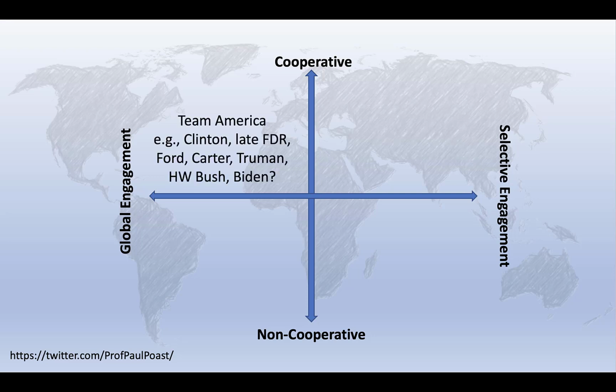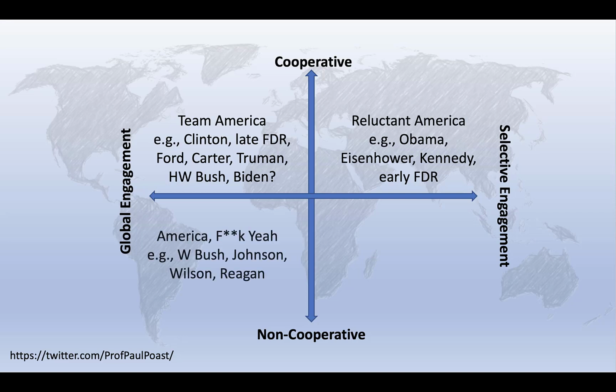The first are presidents who generally operate in a collective, internationalist, or global manner, often working through multilateral institutions to pursue collective aims. Post labels this group Team America and places Clinton, Ford, Carter, Truman, Franklin Roosevelt, George H.W. Bush in this camp, and suggests that Biden's foreign policy appears to place him in this group as well. The second group are presidents who are more selective in their engagement globally, but who nevertheless cooperate in their orientation, working through multilateral institutions when they decide to operate globally. Post labels this group Reluctant America and includes Obama, Eisenhower, Kennedy, and Franklin Roosevelt in this group.